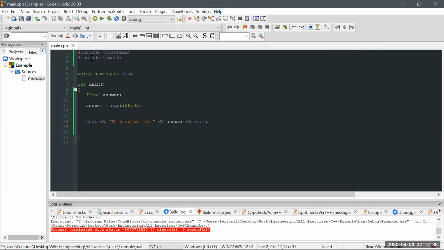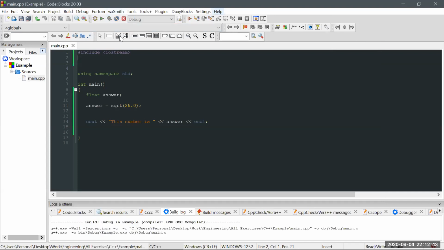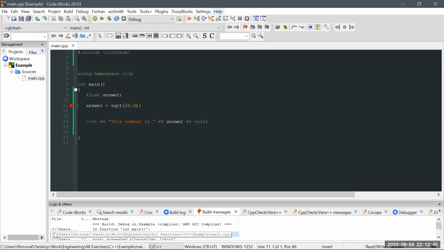Again, if you don't include this one, let's say for example we delete this one, or even if you forgot to write that one, then if we run the code again, we can see at the very bottom of our screen, which is the build logs, that there is an error for this one. It means that it does not recognize this function because we did not include the library for it. So again, we need to write there CMATH.